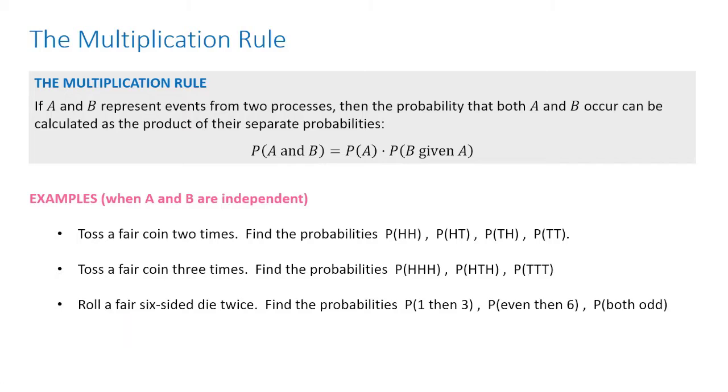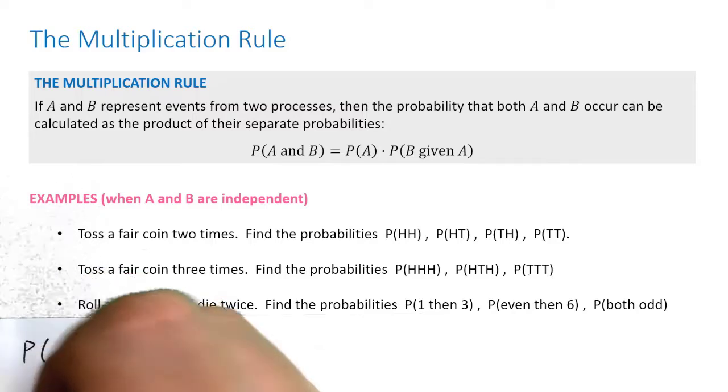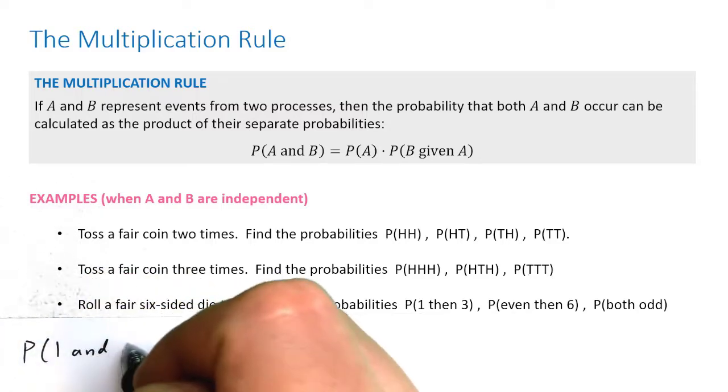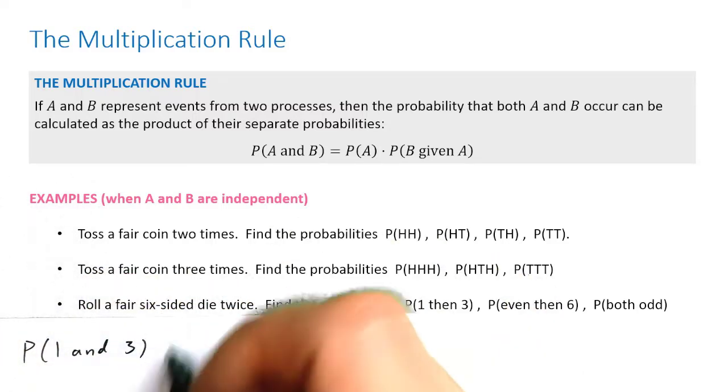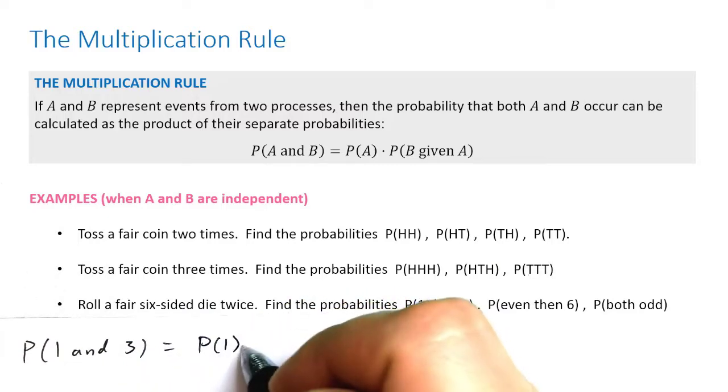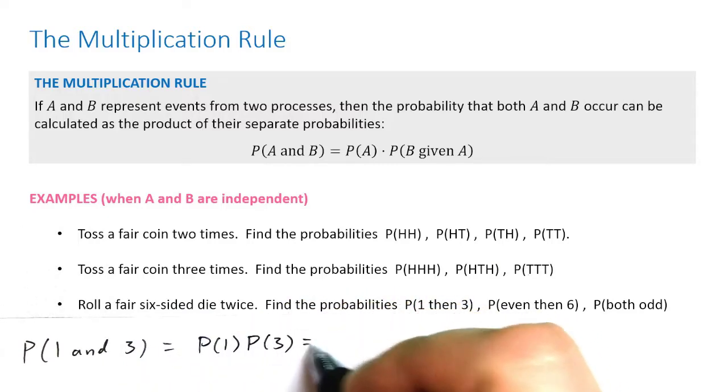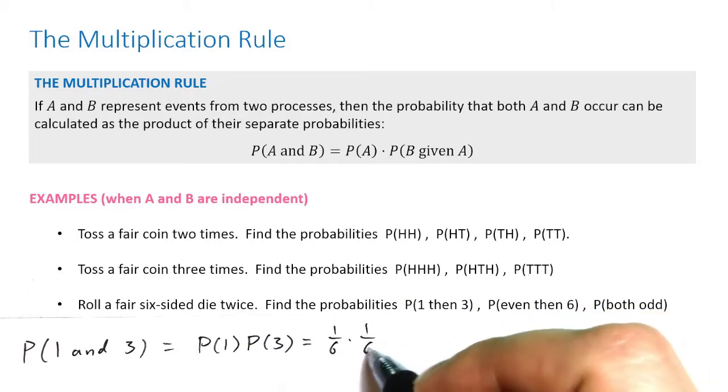And finally, roll a fair 6-sided die twice. Find these probabilities. A 1 and then a 3. Okay, so these are independent events. So the probability of 1 and then a 3 is going to be the probability of 1 times the probability of 3, which is 1/6 times 1/6.